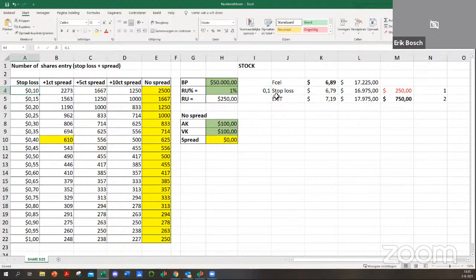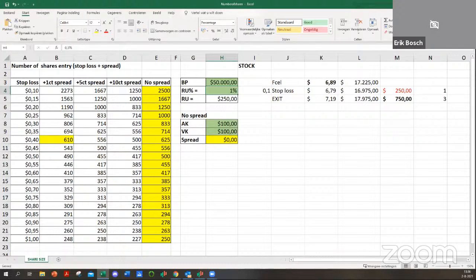My stop loss is 10 cents. You see that here, 10 cents. So $6.79. That's my stop loss, and it means there is never more than $250 loss on any trade that I make. That's my risk unit. I aimed it for $7.19, so I can make $750. And that's a 1-to-3, not a 1-to-2, but a 1-to-3 ratio that you really want. So I'm risking $250 to make $750, and I do that with every trade that I make. That's, I think, a good way to manage your risk when you're trading.